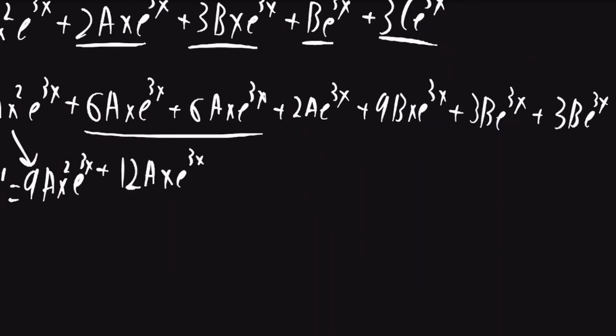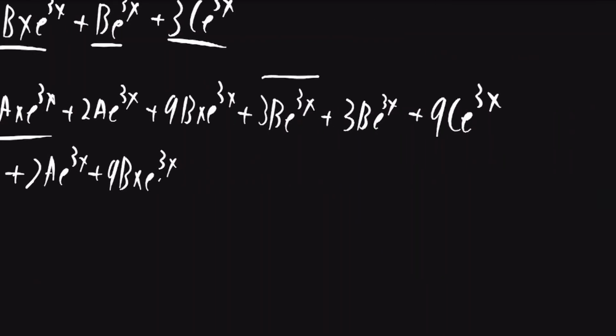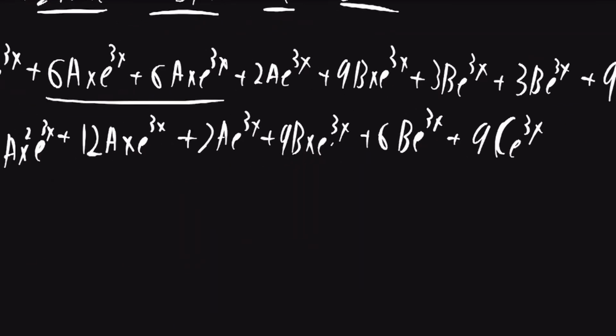I'll bring down the next terms. I'll have plus 2a e to the 3x plus 9bx e to the 3x. These 3b e to the x terms can be combined. We'll have plus 6b e to the 3x. And lastly, we'll have the 9c e to the 3x at the end there.